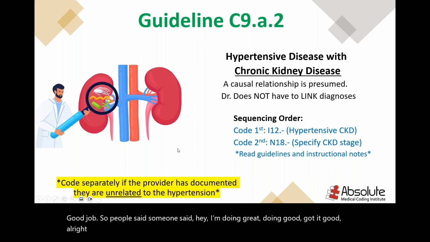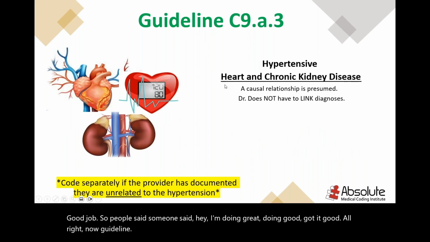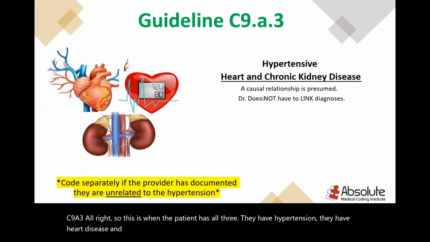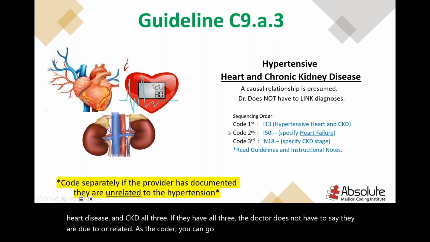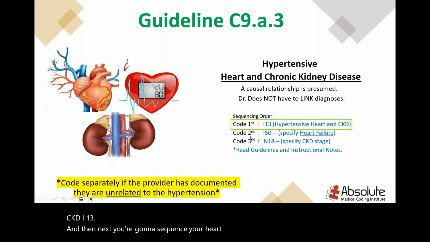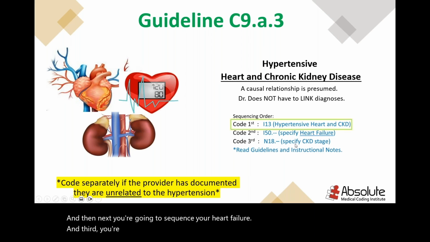Now, guideline C9A3. All right. So this is when the patient has all three. They have hypertension, they have heart disease, and CKD. All three. If they have all three, the doctor does not have to say they are due to or related. As the coder, you can go ahead and code it as hypertensive heart and CKD, I13. And then next, you're going to sequence your heart failure. And third, you're going to sequence the CKD.